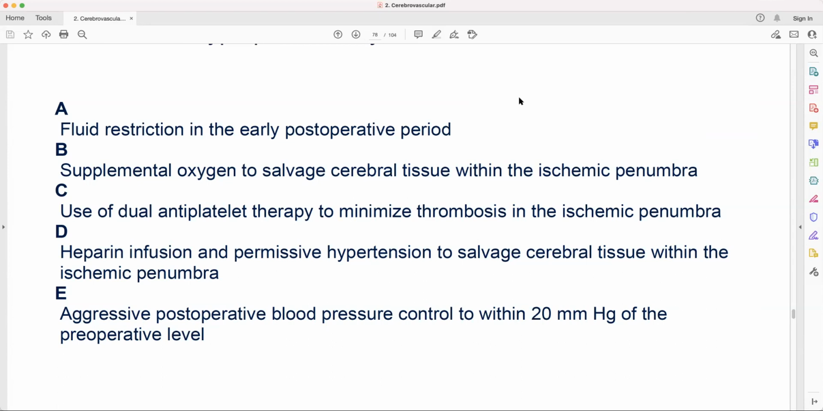Heparin infusion and permissive hypertension to salvage cerebral tissue within the ischemic penumbra. Aggressive postoperative blood pressure control to within 20 millimeters of mercury of the preoperative level. So yes, we usually control the blood pressure post-op.